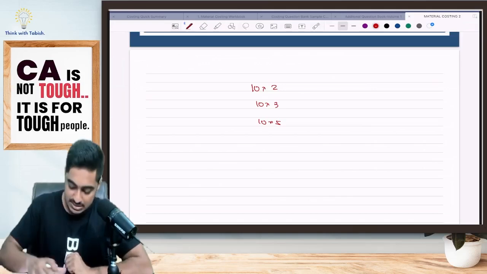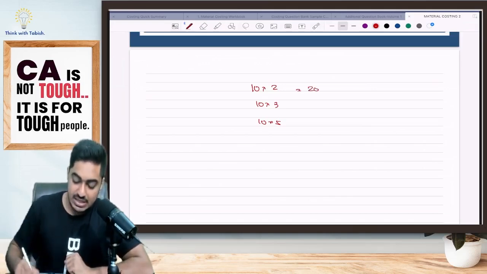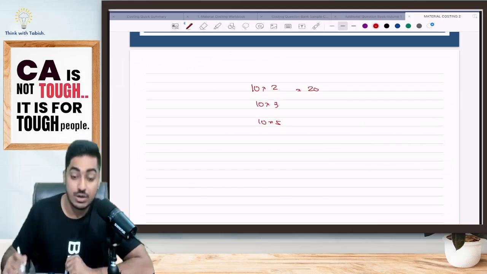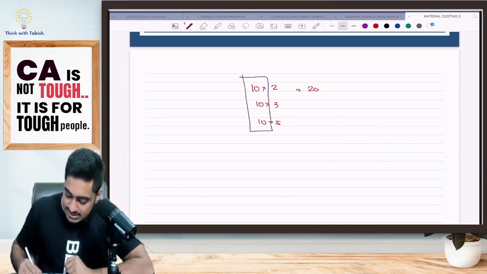We will press AC. 10 into 2 equals, I got 20. Then I will again press AC. 10 into 3 equals, I got 30. Again I'll press AC. 10 into 5 equals, again I got 50. But if you see properly, this 10 is multiplying everywhere. This is a constant number.